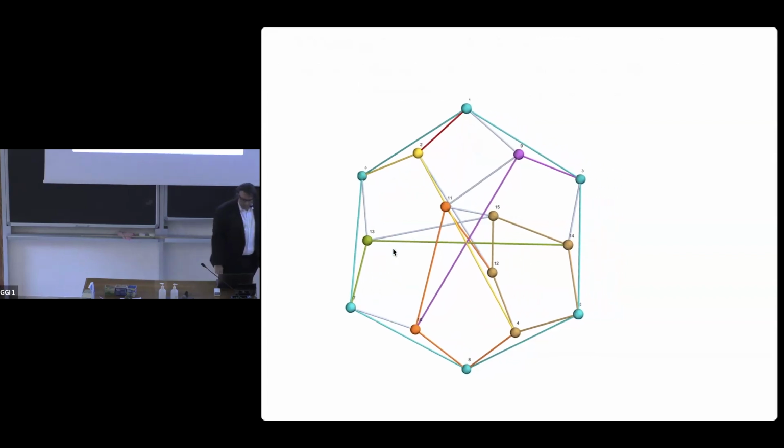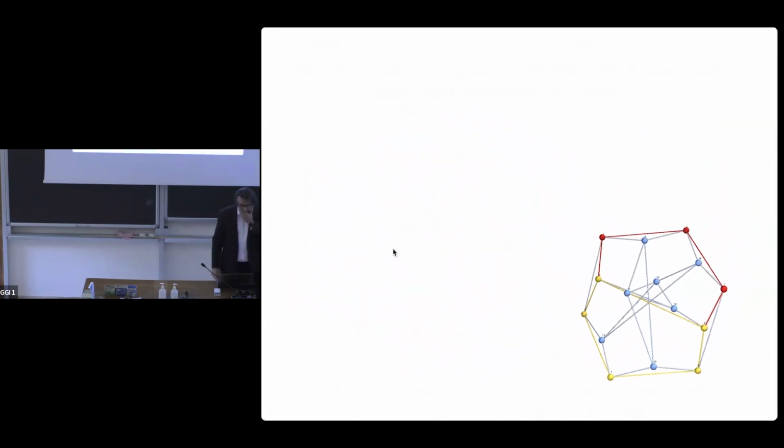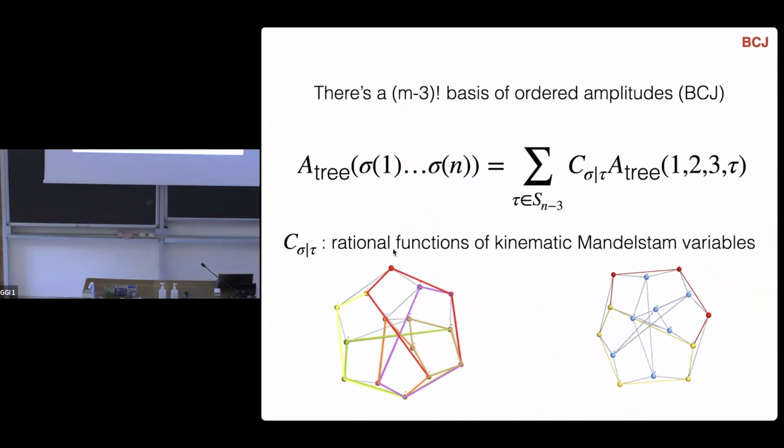And so you only need to specify this data. All right, and so that means that instead of needing six color ordered amplitudes, 6 different orderings to get the full amplitude, you only need 2, and then you can span everybody else at 5 points. So just to summarize in terms of equations, every ordered amplitude I can write in terms of a basis where I fix 3 legs and just permute around everything else. Okay, and what are the coefficients? These are just rational functions of kinematic Mandelstam invariants.